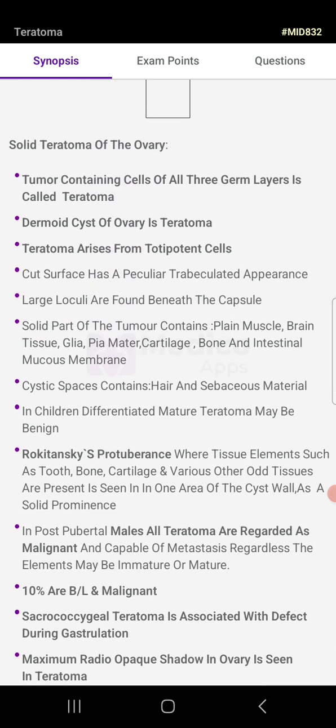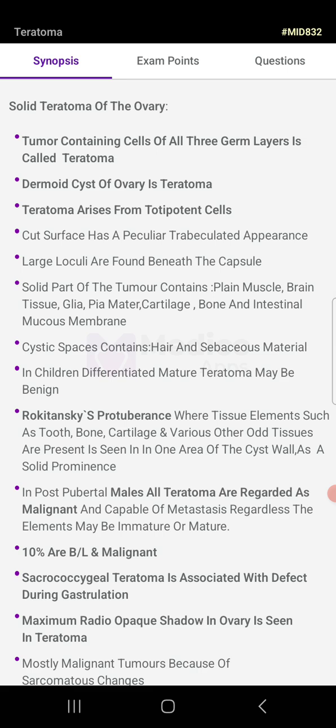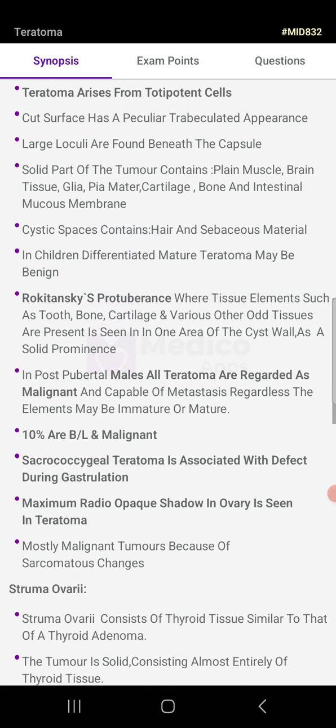Solid teratoma of the ovary. A tumor containing the cells of all three germ layers is called a teratoma. Dermoid cyst of the ovary is a teratoma. Teratoma arises from totipotent cells. The cut surface has a peculiar trabeculated appearance. Large loculi are found beneath the capsule. The solid part of the tumor contains plain muscle, brain tissue, cartilage, bone, and intestinal mucous membrane. Cystic spaces contain hair and sebaceous material.